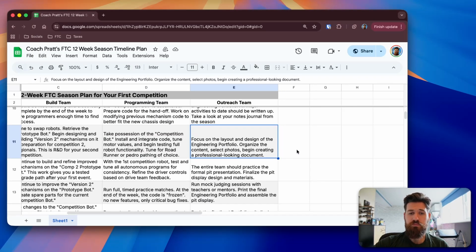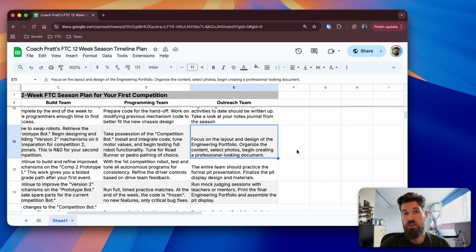So the outreach team, it's time to get a cohesive design on the nature of your portfolio. One of the biggest pieces of advice that I can give you is to set up your engineering portfolio by awards. You can try to tell your story season, but in my opinion, when judges are looking at a portfolio, they want to look at the specific awards that they're applying to.